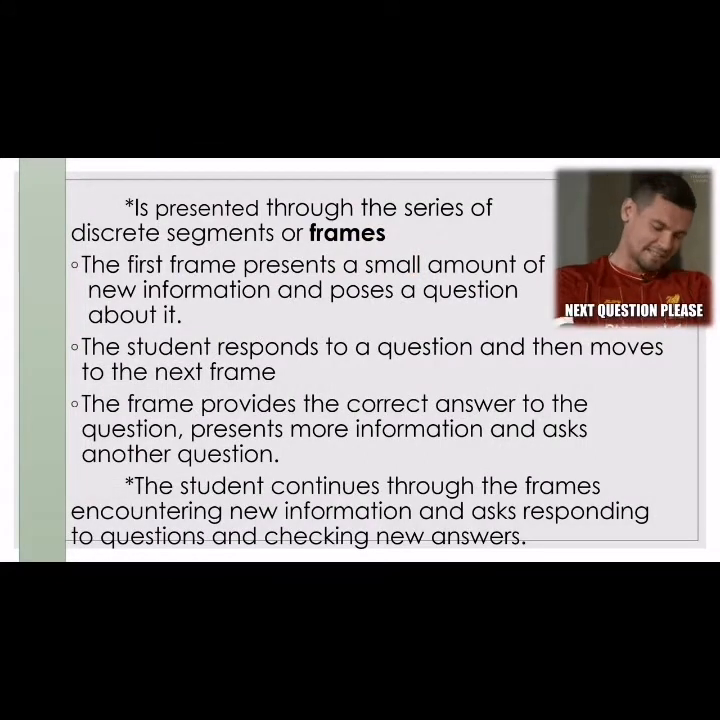Standard features of PI. It is presented through a series of discrete segments or frames. The first frame presents a small amount of new information and poses a question about it. The student responds to the question and then moves to the next frame. The frame provides the correct answer to the question, presents more information, and asks another question. The student continues through the frames, encountering new information, responding to questions, and checking answers.